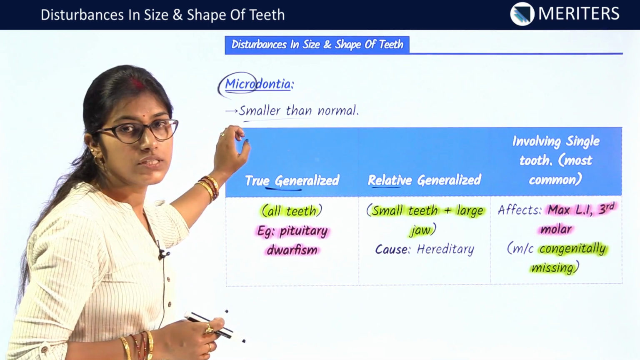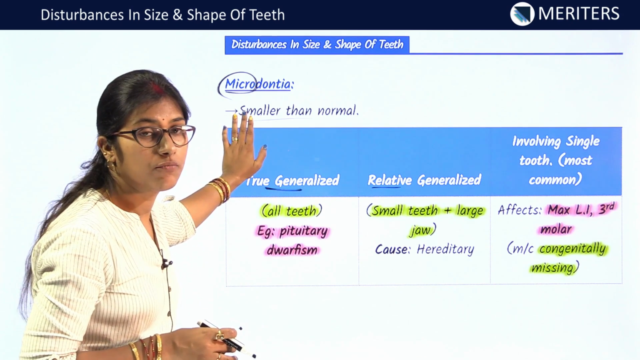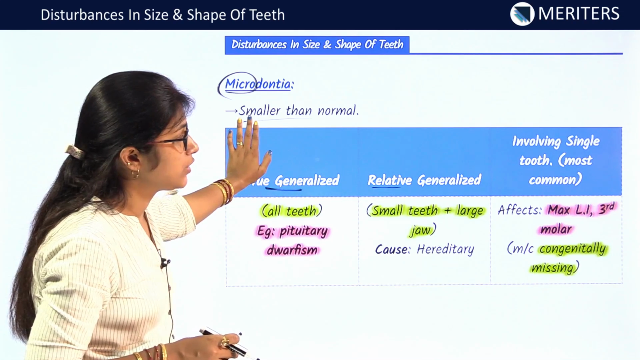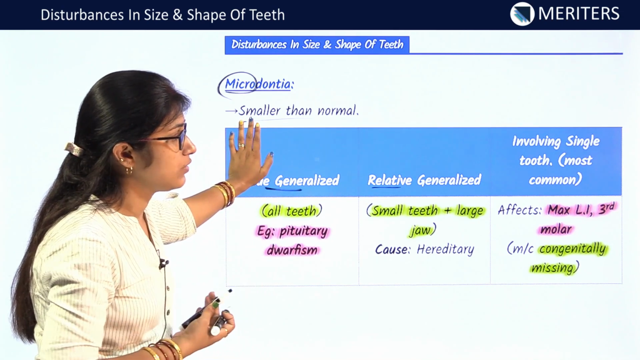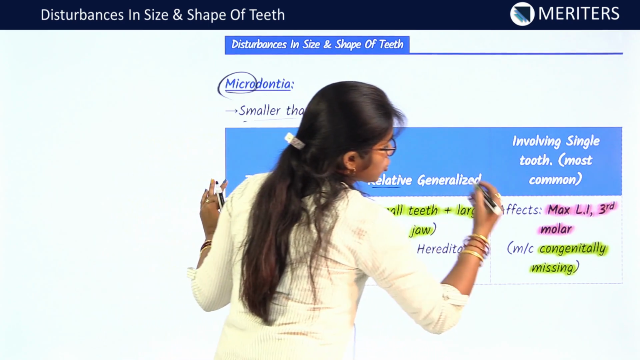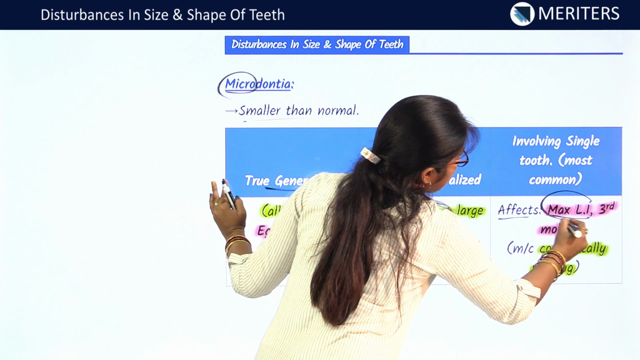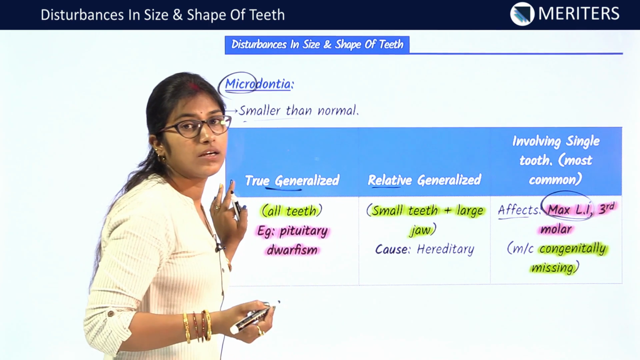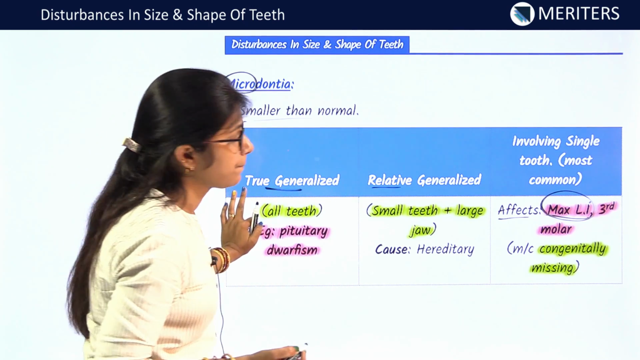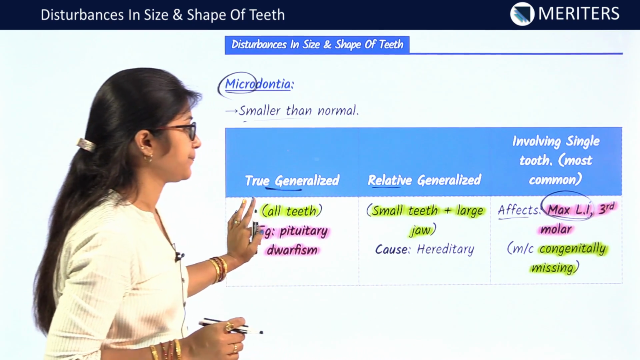Microdontia involving a single tooth is the most common type of microdontia that you can see. The important thing is which teeth it mostly affects. Generally, microdontia of a single tooth most commonly affects maxillary lateral incisors and third molars. You should know these teeth. And the third molars are generally congenitally missing.